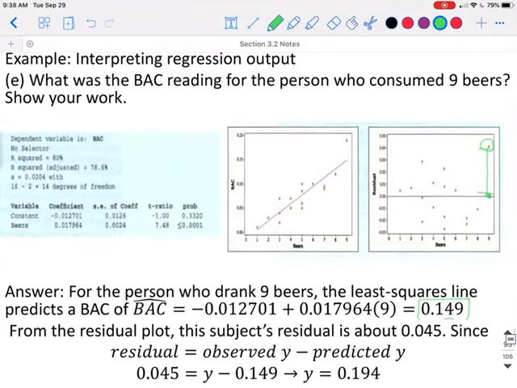Based off that graph, we can say that the residual was 0.045. We know our predicted was 0.149. So from that, we can solve for y, and we can say that the observed blood alcohol content for the person who drank 9 beers was actually 0.194.